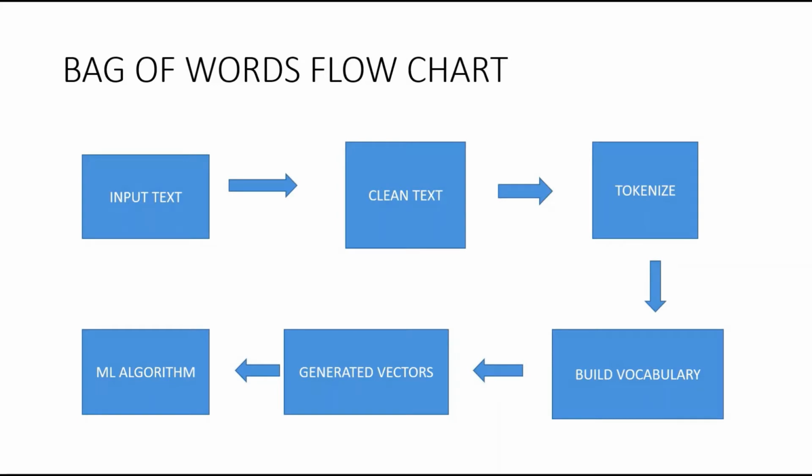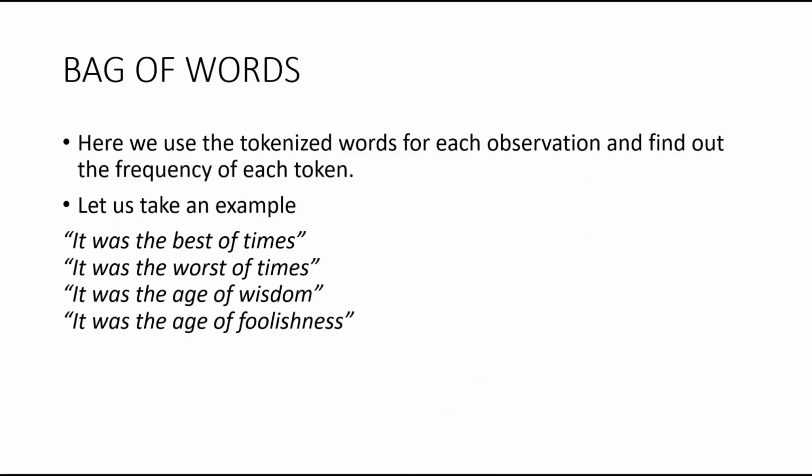This is the pictorial representation of the different steps in bag of words. Input text, first we clean the text, then we tokenize. Word tokenization, there is a separate video on word tokenization by using NLTK, and even by using Keras. We have separate videos, you can watch that. After tokenization, we build the vocabulary. After that, we generate the vectors. These vectors are the input to the machine learning algorithms. Let's discuss how it's working.